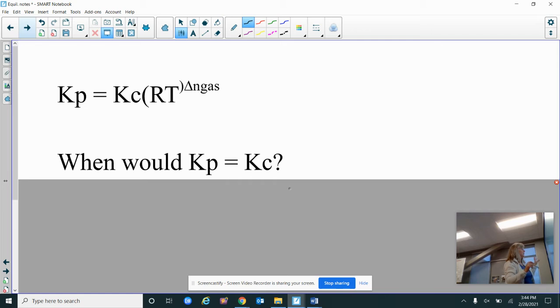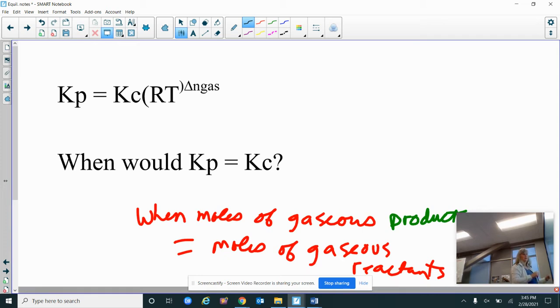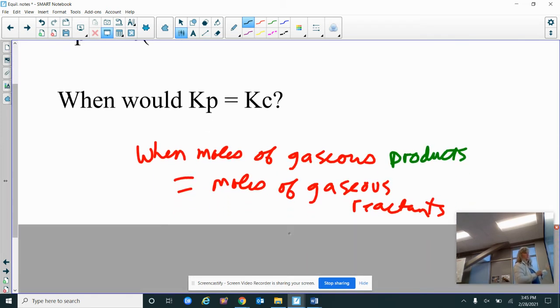So with this equation, when would Kp equal Kc? Well, since it's RT to the delta n, if delta n was 0, then that RT term would just be 1. So Kp would equal Kc when the RT term is 1 because the change in n is 0. That means if the moles of gaseous reactants equals the moles of gaseous products, then that's when Kp would equal Kc. Okay, so that's converting Kp to Kc.